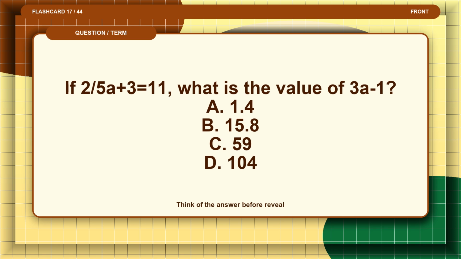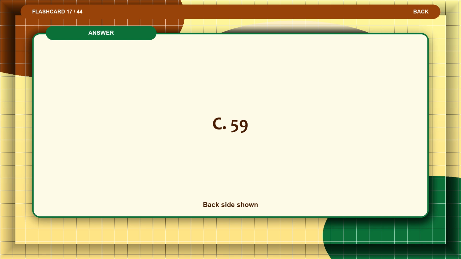Flashcard 17. If 2/5a plus 3 equals 11, what is the value of 3a plus 1? A. 1.4. B. 15.8. C. 59. D. 4. Think of the answer before the reveal. The answer is C. 59.